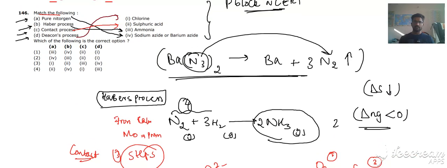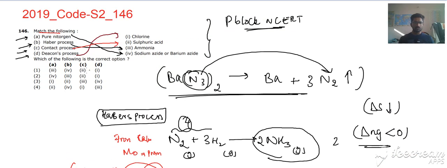So now the final answer will be 1 is going to 4, and so on. This is very easy. If you know even one of the given options, at least Haber's, you can solve the problem. Let us suppose you only know Haber's process, it will give you the answer. Okay, thank you very much.